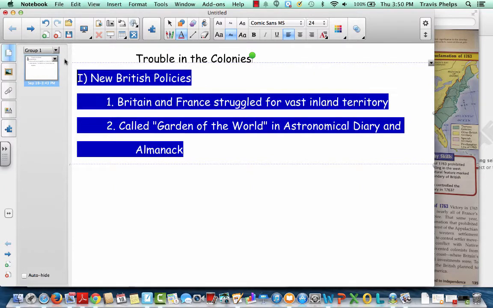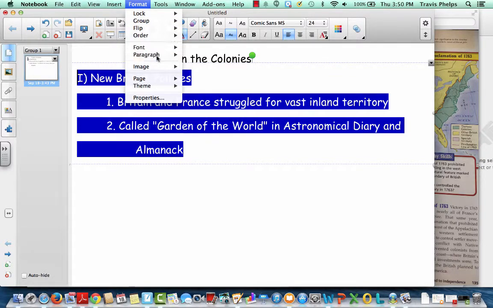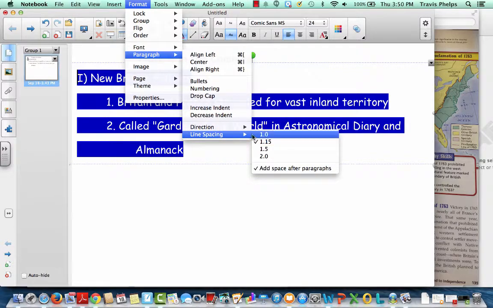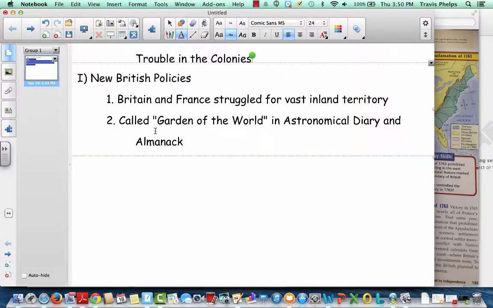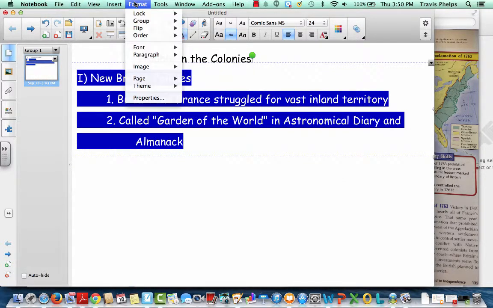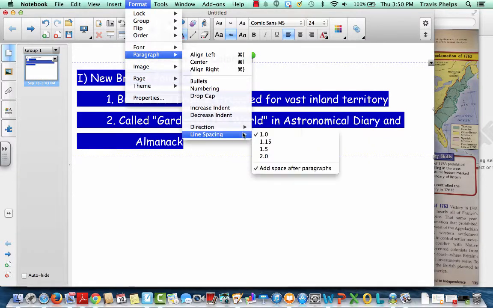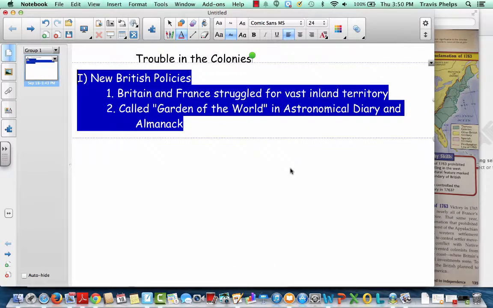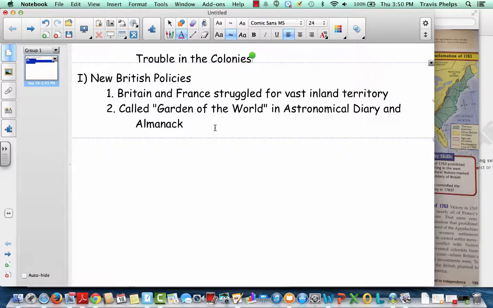I'm actually going to change the spacing on this, to make it just single spaced. And then I also don't want that. Okay, there we go. Hopefully that'll do the trick.